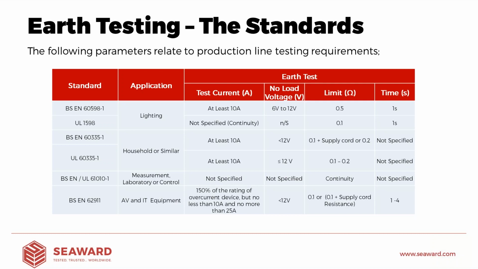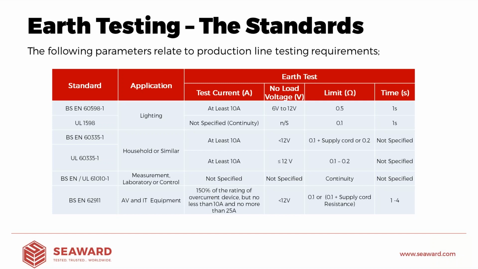Firstly, you can see for lighting applications, we've got 2 standards up there. We've got the British, European or international standard, and the UL standard for lighting. In the European variant, for a production line environment, we'd be performing the test at 10 amps with a no load voltage somewhere between 6 to 12 volts. We have a limit of 0.5 ohms or 500 milliohms, and we'd only be performing the test for a second.